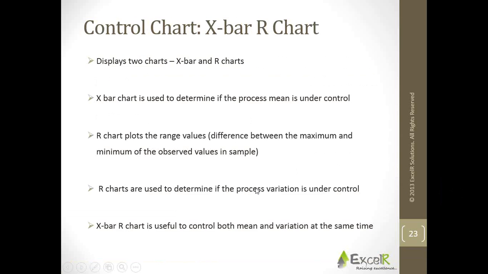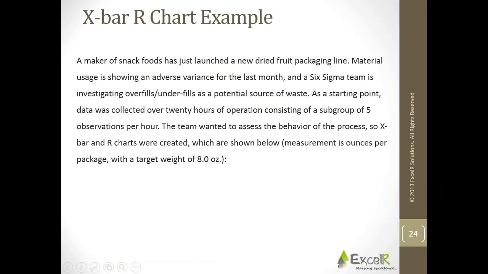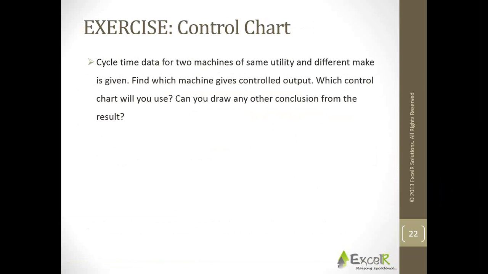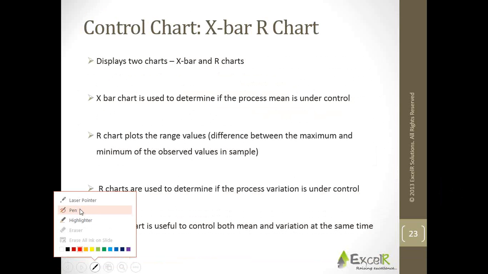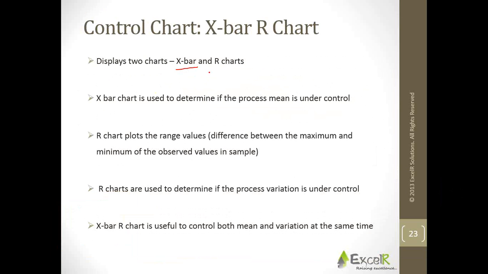So let us discuss more about the X bar R chart. The X bar R chart displays two charts. One is the X bar chart and one is the R chart. The X bar chart is used to determine if the process mean is under control or not. The R chart plots the range values, the difference between the maximum and minimum of the observed values in a sample. R charts are used to determine if the process variation is in control.